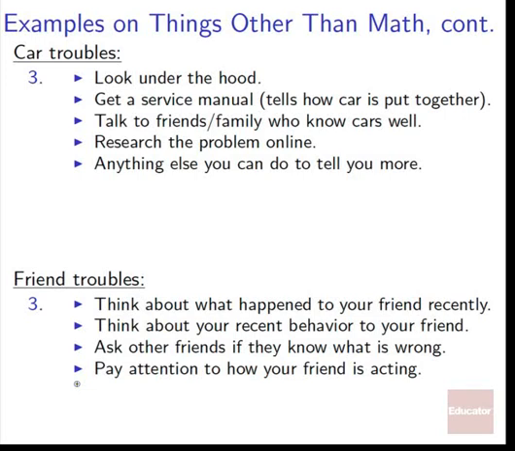With the friend, we want to think about what happened to your friend recently. We want to think about your recent behavior to your friend. We want to ask our other friends if they know what is wrong. Perhaps they have some information that we're unaware of right now. We want to pay attention to how our friend is acting when we're not around or when we're not interacting with them directly. That will give us some sense of what's going on and help us understand the situation.